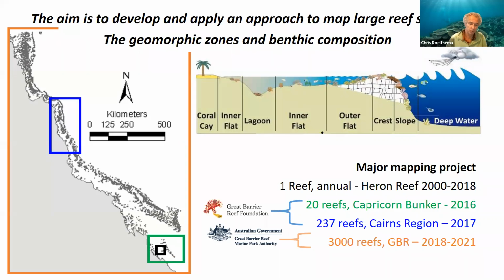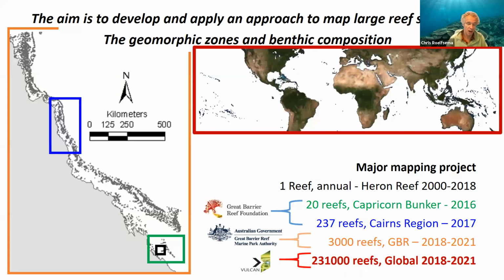As a result of this work, we were asked by Vulcan Philanthropic to map all the reefs globally. And yes, that's a bit more reefs to deal with. At this stage, we estimate that the number of reefs is 231,000. Now, how do we do this all?